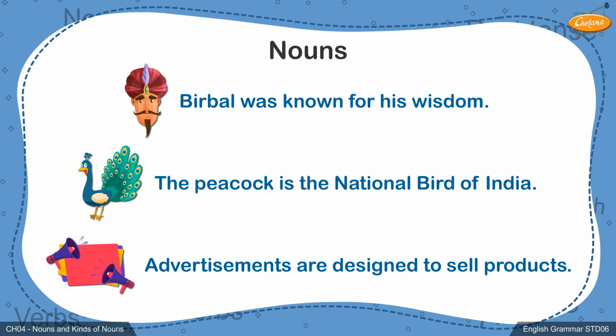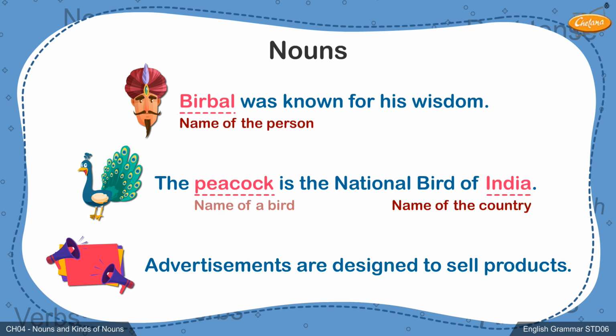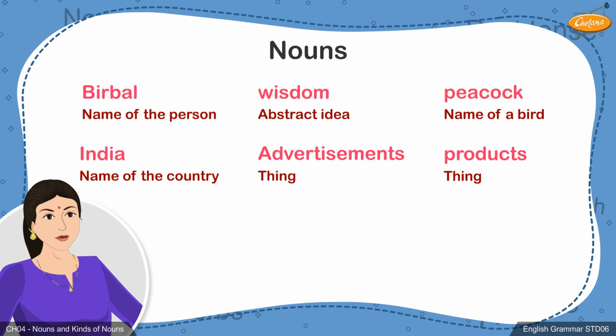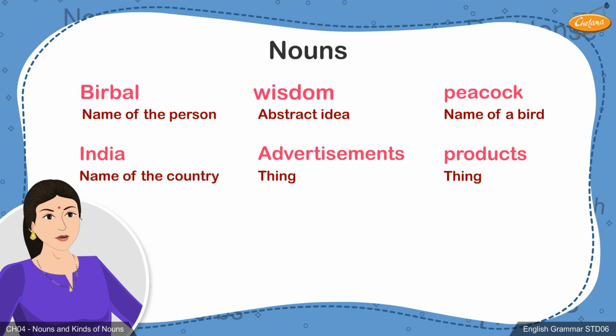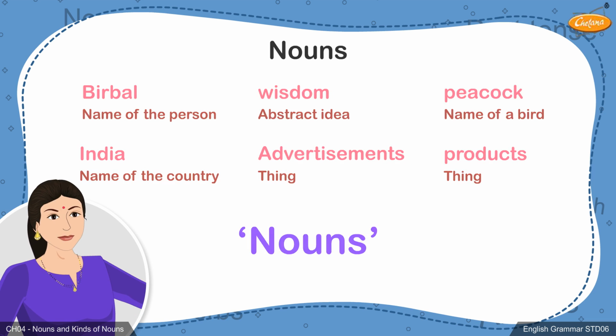In the given sentences, you can observe that Birbal is the name of a person and India is the name of a country. In the second sentence, a name of a bird, peacock, has also been used. In the third sentence, two things, advertisements and products, have been mentioned, whereas the wisdom used in the first sentence refers to an abstract idea or a quality. All these words refer to names of people, animals, places, objects, and even abstract ideas. Hence, all of them are nouns.